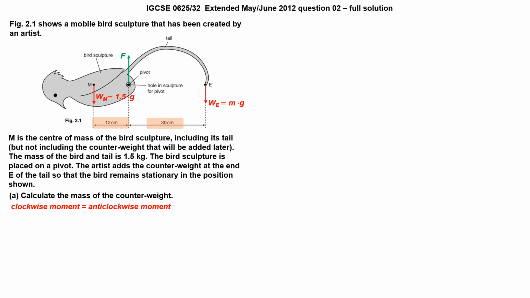The torque due to the counterweight is given by the product of its mass, the gravitational acceleration, and the distance from the pivot. The torque due to the bird sculpture is given by the product of its mass, the gravitational acceleration, and the distance from the pivot. The solution of this equation reveals that the mass of the counterweight is 0.6 kilogram.